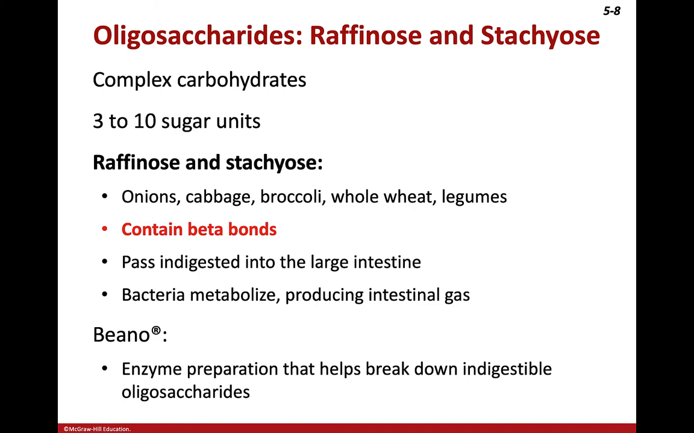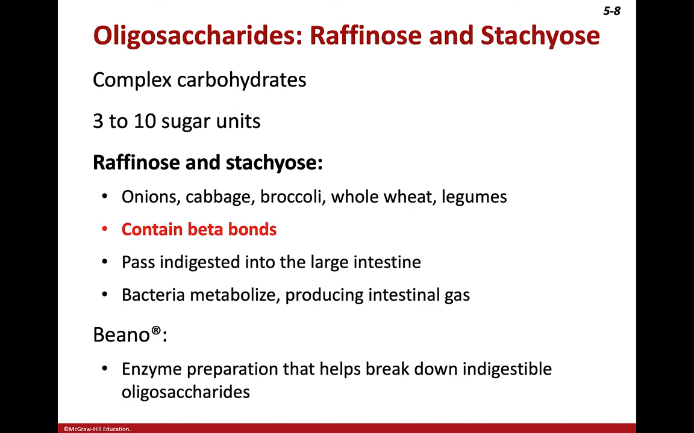Now we have oligosaccharides. These are complex carbohydrates. They're not polysaccharides, so they're generally made up of 3 to 10 sugar units. Examples of raffinose and stachyose are onions, cabbage, whole wheat, legumes, and broccoli. Here, the bonds between the sugar units are beta bonds. Beta bonds basically mean that we can't break them down. So these food items actually pass into the large intestine without being digested.